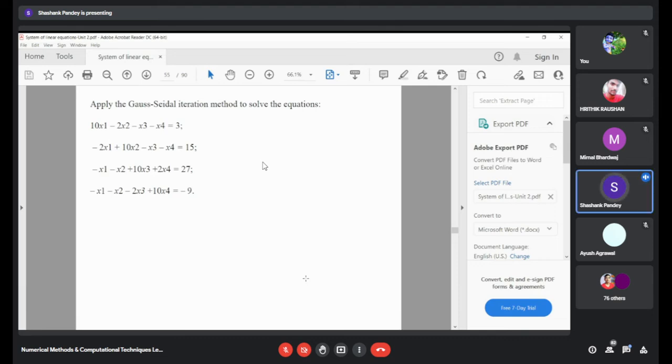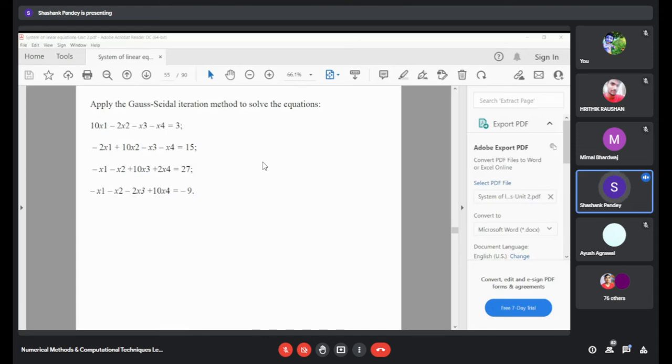So we applied the Gauss Seidel method to solve this. Can you solve this? Okay, you take it as your assignment. You solve it, and we will discuss it in the next class if you are not able to solve. But I'm confident you can easily solve this problem.